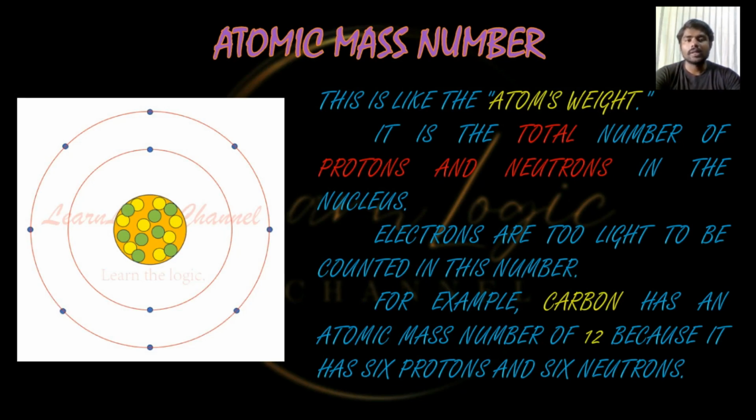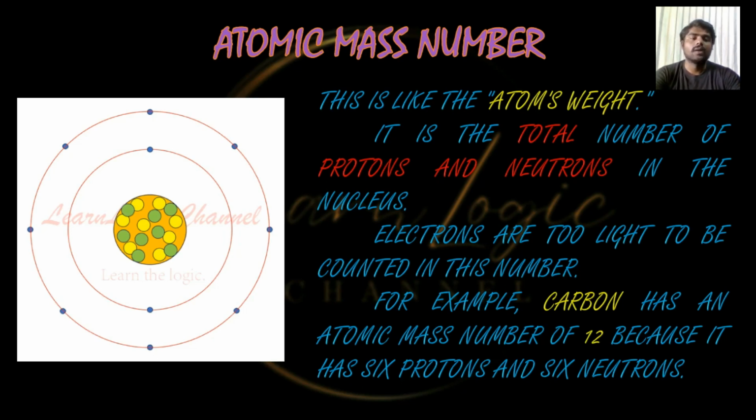The reason why the atomic mass number includes protons and neutrons is that electrons are too light to be counted in this number. For the approximate figures of what is the atomic number and what is the charge on them, you can see the previous videos, or you can see it at the end of this video.